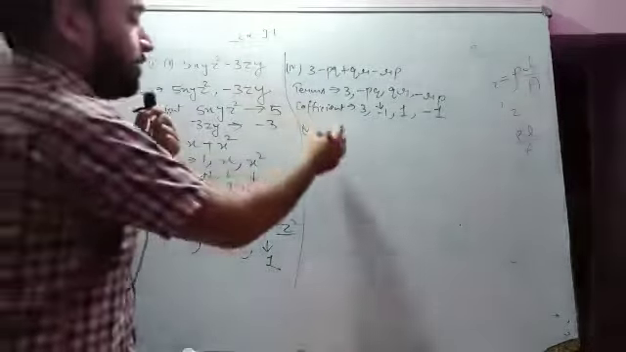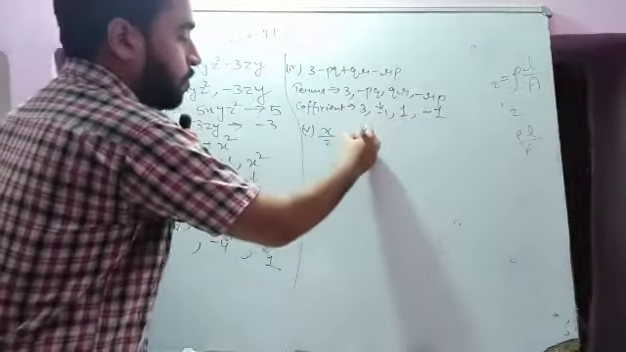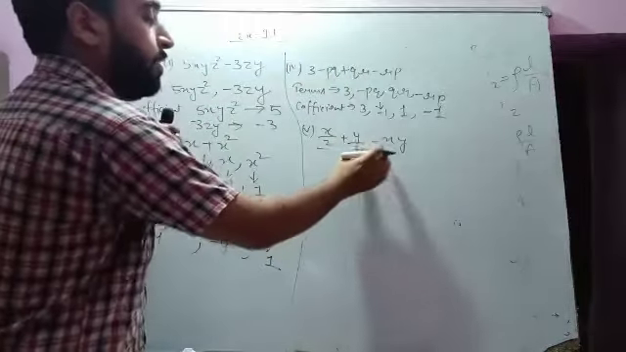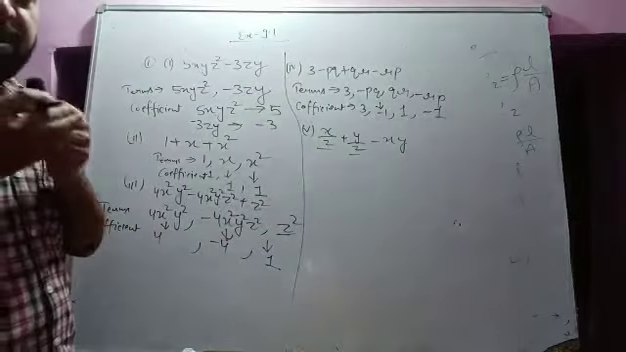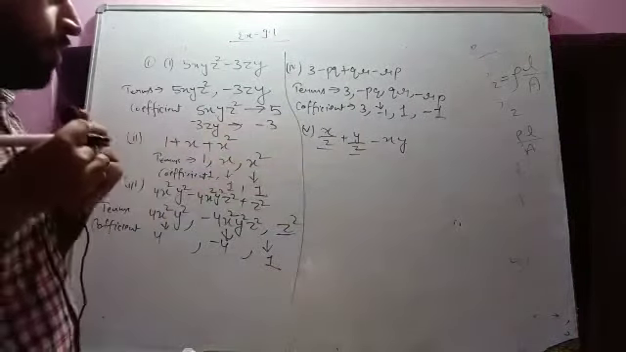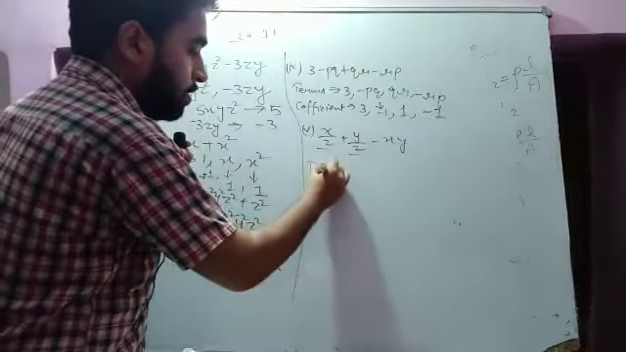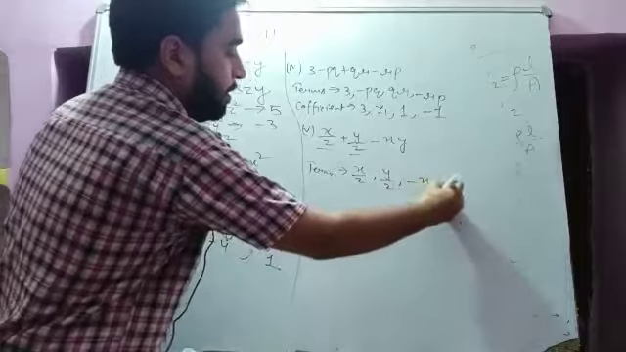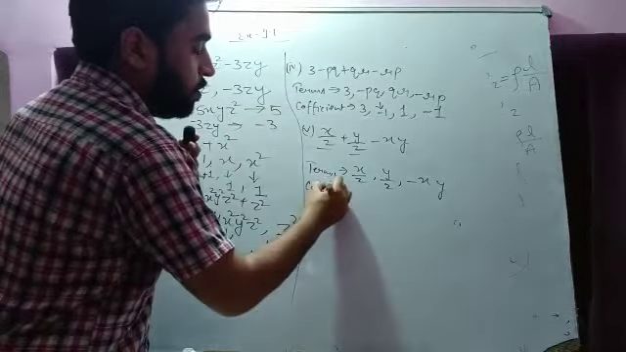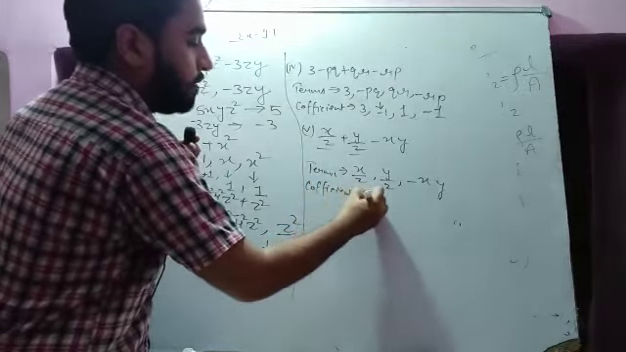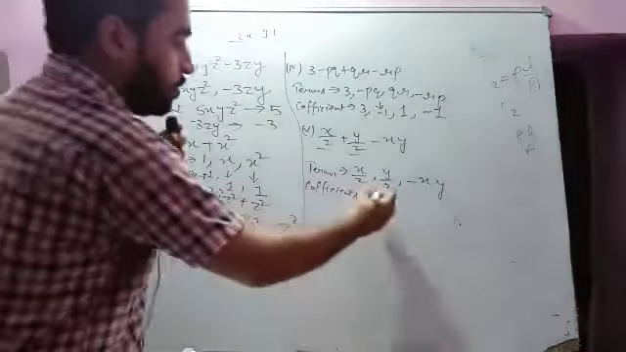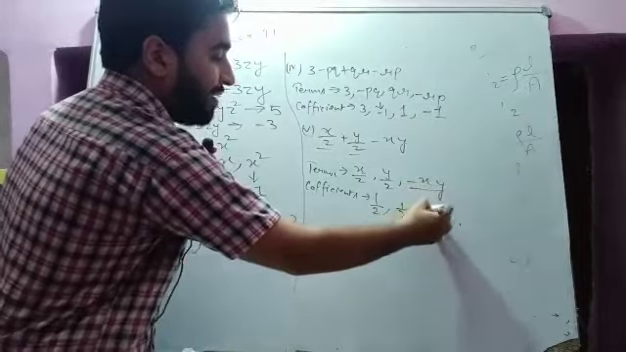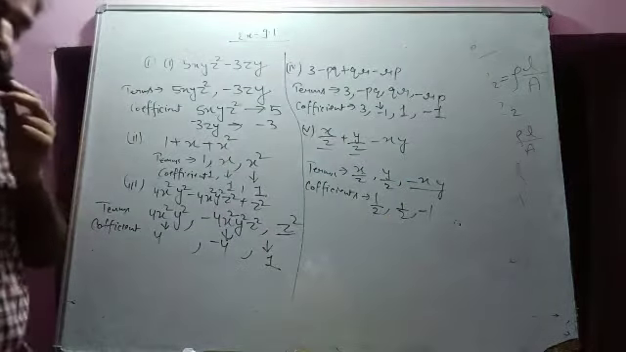In the fifth part, x upon 2 plus y upon 2 minus xy. So how many terms are there? You can see plus and minus are there. So these three terms are separated. So the terms are x upon 2, y upon 2, minus xy. What are the coefficients? For x, what is multiplied? 1 upon 2. So 1 upon 2 is one coefficient, 1 upon 2 is another coefficient. Another coefficient, for minus xy, will be minus 1.